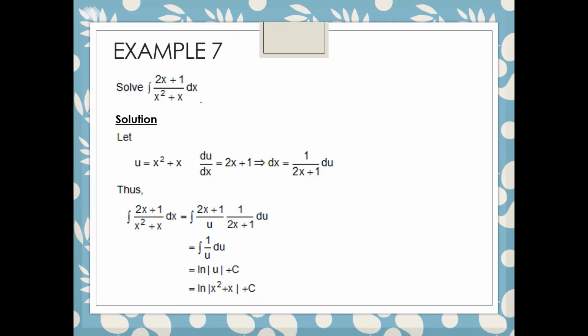To solve this integral, let u equal to x squared plus x. Then du over dx is equal to 2x plus 1. Substitute both u and its derivative into the integral and simplify. You should obtain a new function in terms of u only, which is 1 over u. Integrating 1 over u with respect to u, you will get ln u plus c, which is equal to ln of x squared plus x, plus c.